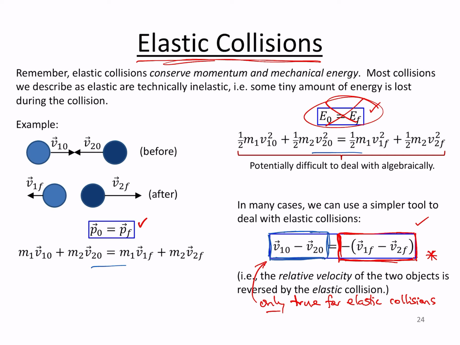This is often also used as a check. If you have a collision, you're not quite sure whether it's elastic or inelastic, and you know enough about the velocities, then you can tell whether or not it's elastic based on whether it conforms to this equation, right? If this is an equality in your hypothetical collision problem, then you know that that collision is elastic. And if it doesn't hold, if this is not an equality, then you know that the collision is inelastic.